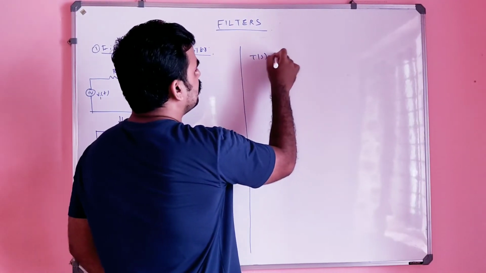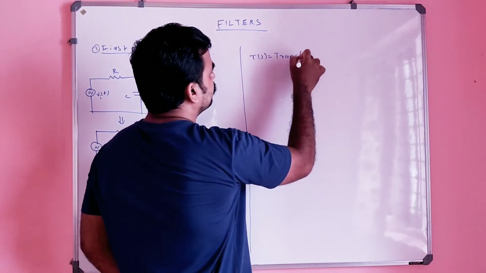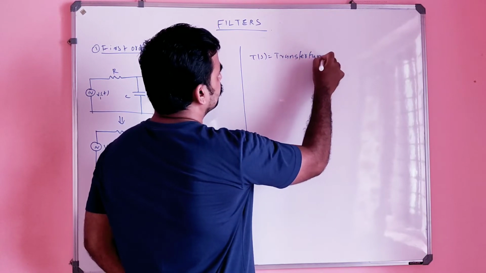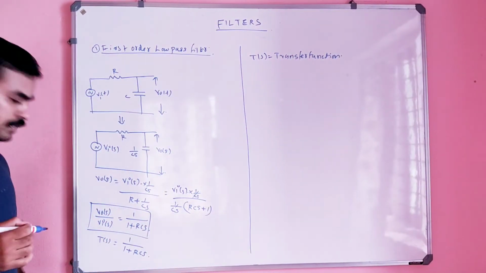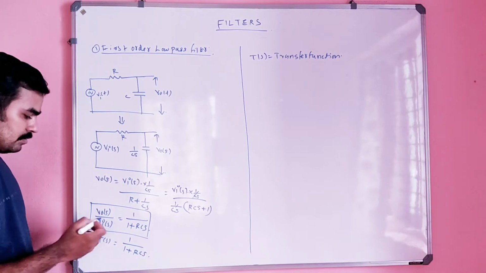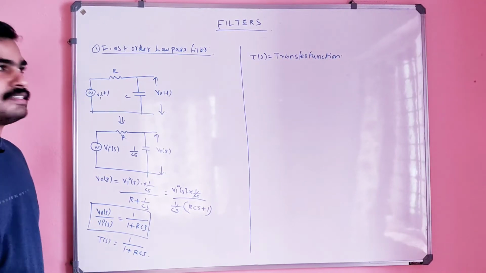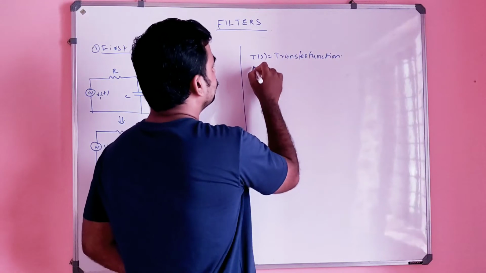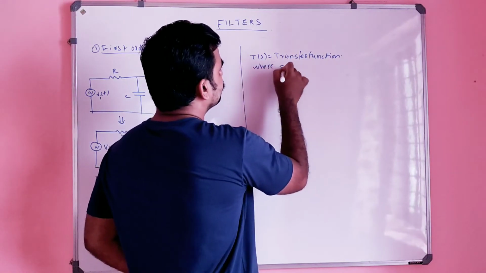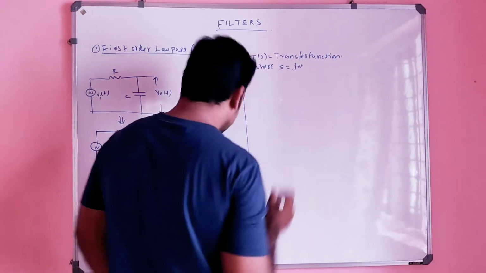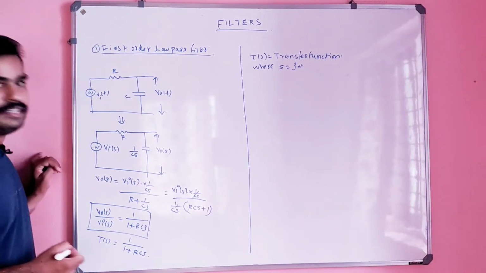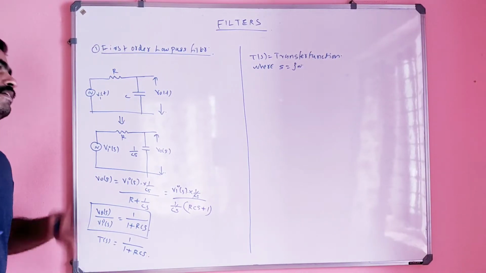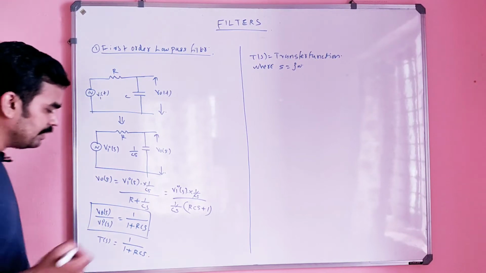T(s) is nothing but the transfer function, the Laplace transform transfer function, where s is equal to j omega. So by looking into the transfer function itself, we can say whether it is a low pass or high pass. I will explain.